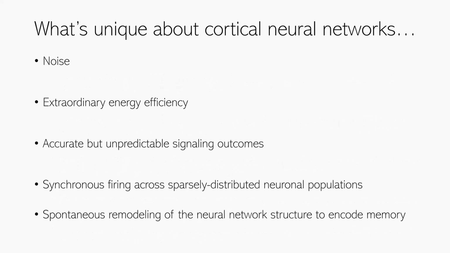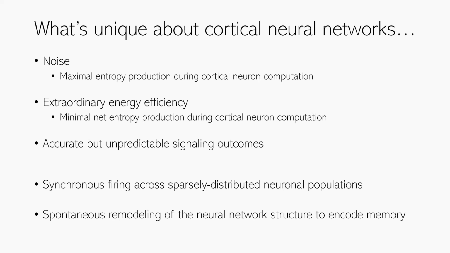So let's go over this list one more time. We have noise, which means we have maximal entropy production during cortical neuron computation. And we have extraordinary energy efficiency, which means we have minimal net entropy production during cortical neuron computation. So these two things do not agree. We're creating a lot of entropy during probabilistic coding, but then it seems we're not producing much entropy, and instead we're remaining highly energy efficient.